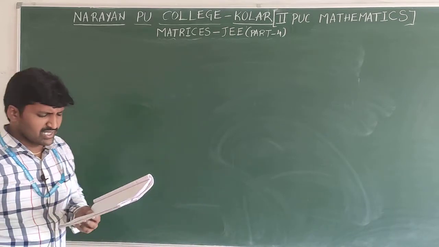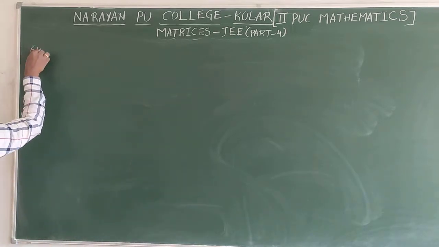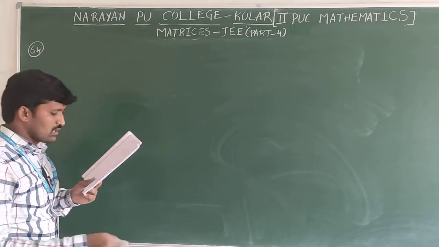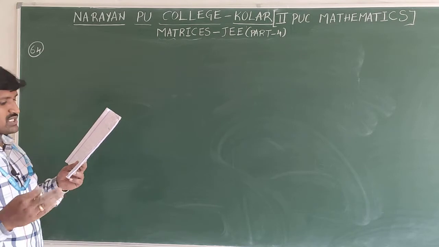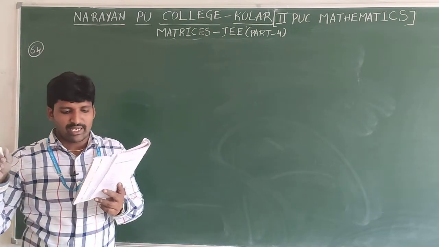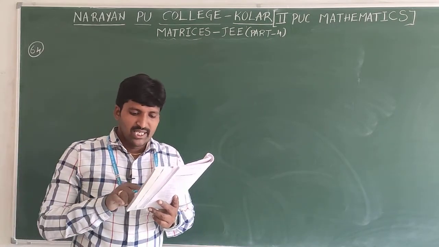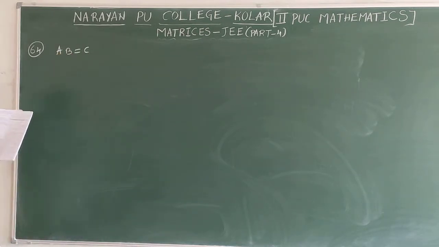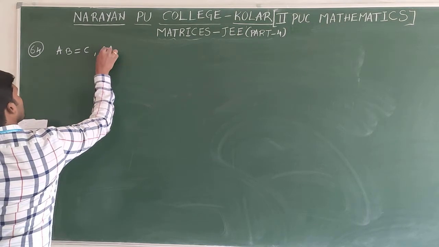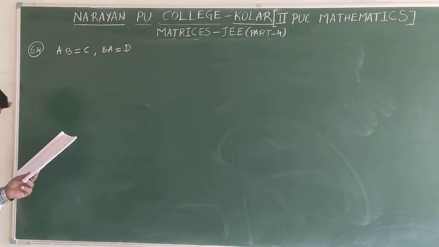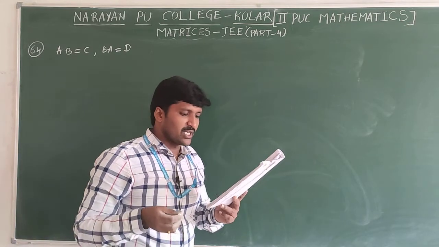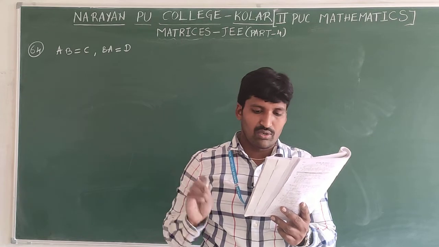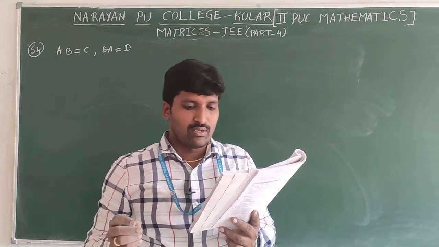Next, question number 64. A is a matrix of 3 rows and 2 columns. B is a matrix of 2 rows and 3 columns. That means A is a 3 by 2 matrix, B is a 2 by 3 matrix. If AB equal to C is given, next BA equal to D. Then they have given options like this: determinant of C and D are always equal, determinant of C is 0, determinant of D is 0, and none of these.